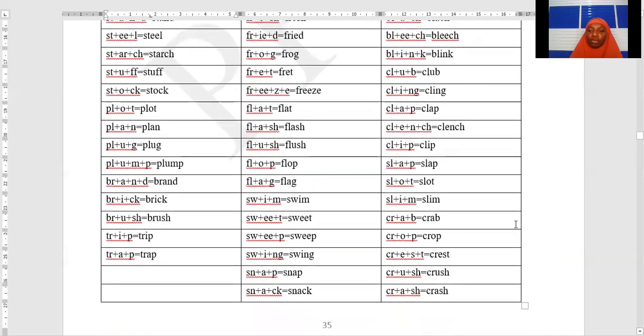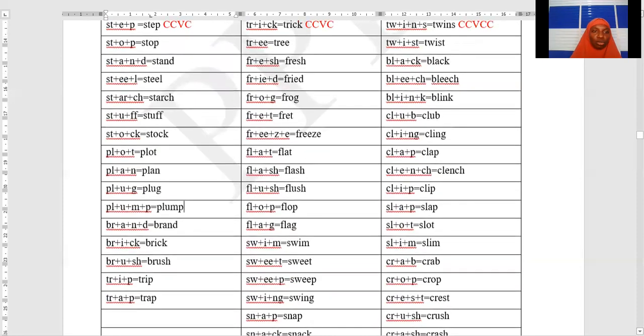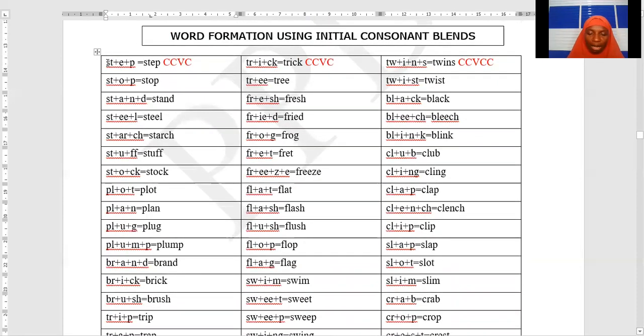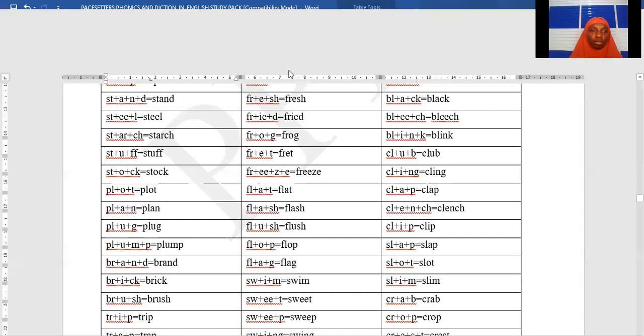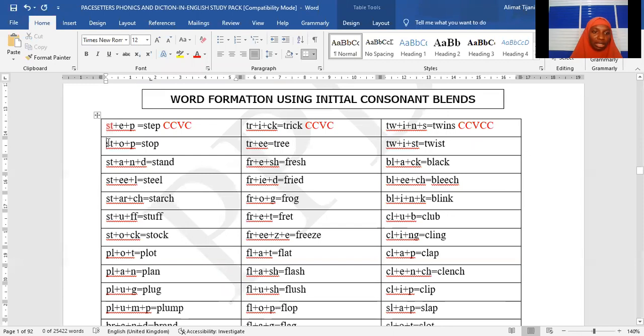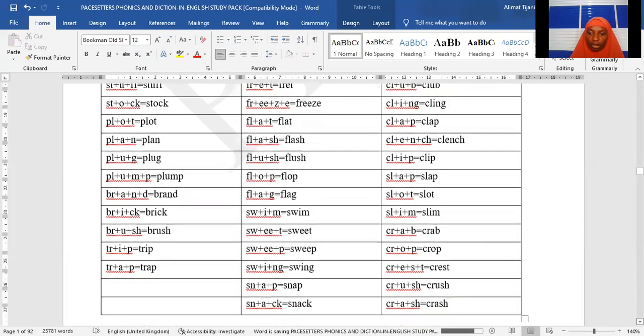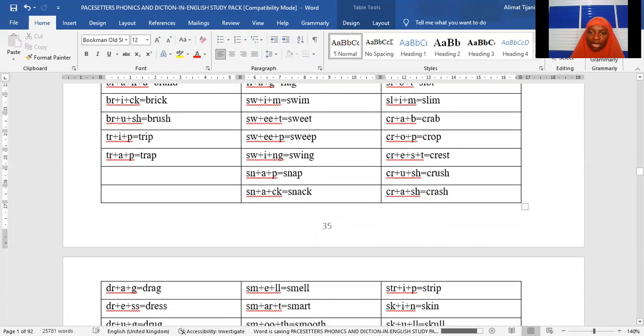Take note that though we have some terminal consonant blends in this table, our focus is on the initial consonant blend. So the consonant blend at the end of those words is not emphasized or shown at this time. So you could just do this. We'll do this for all the initial consonant blends to indicate what our focus is in this particular table. All right, moving on. I've done crest and crash.